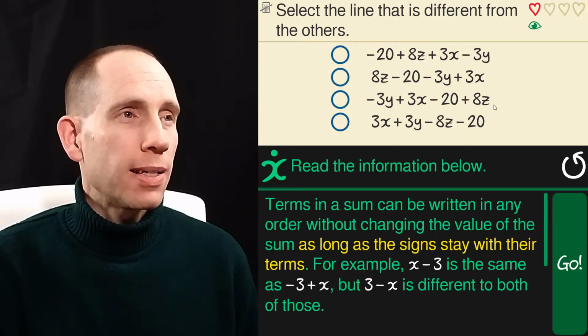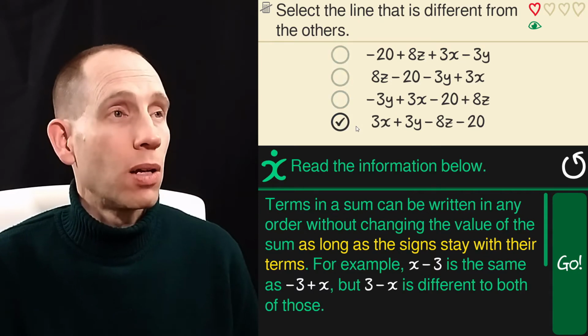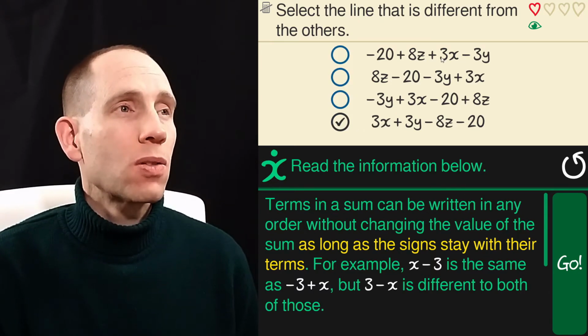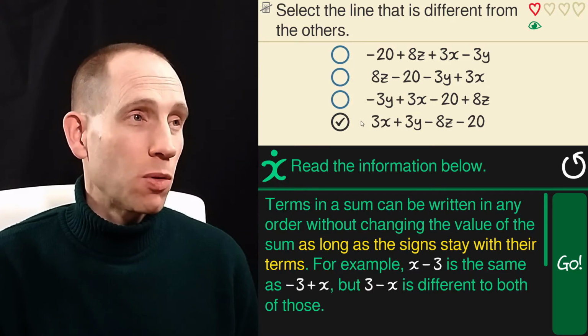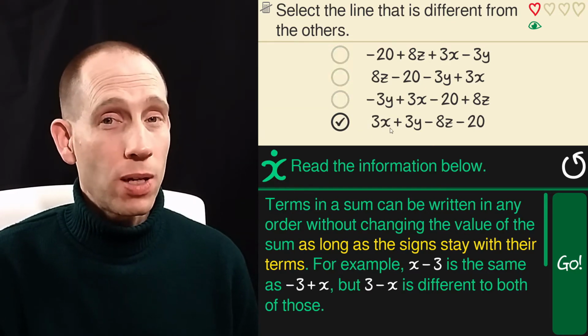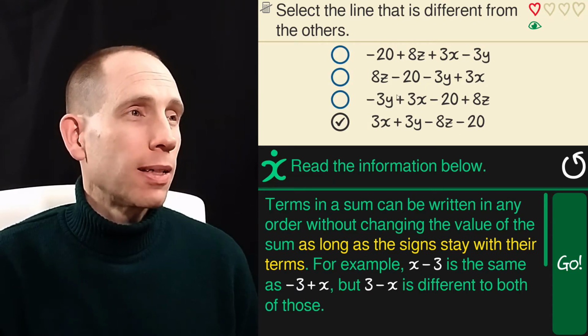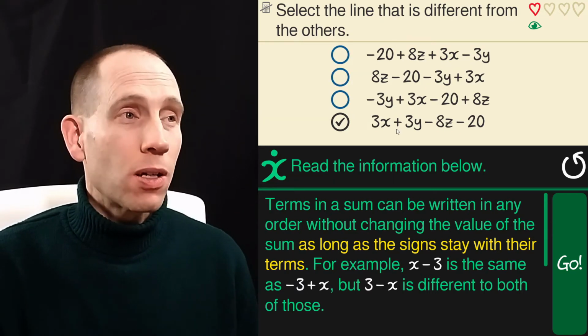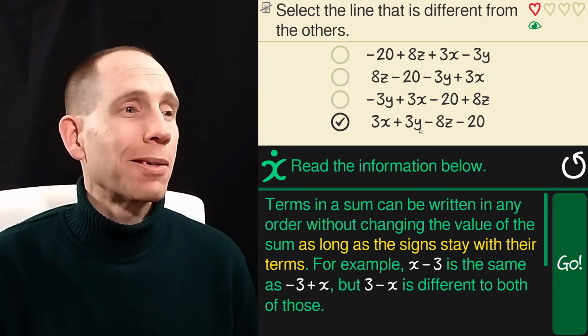That's got a plus 8z, but this one here has a minus 8z, so I think this one is going to be different from the others, so we can check by looking at the other terms. So a plus 3x term, a plus 3x term, a plus 3x term, invisible plus 3x term, and they've all got a plus 3x term, and a minus 3y, a minus 3y term, a minus 3y, but this one's got a positive 3y, so again this bottom one is different, so this is the odd one out.